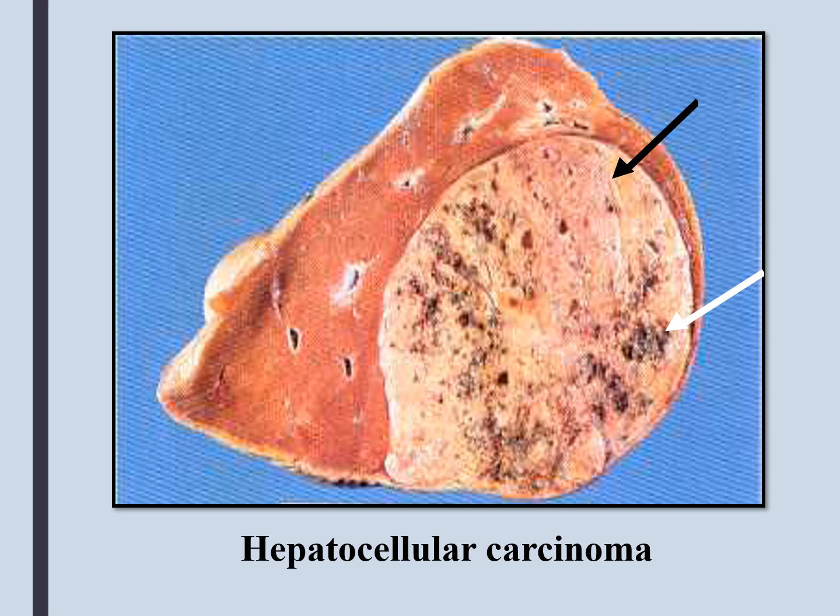Grossly speaking, hepatocellular carcinoma can present either as a single mass, unifocal, or multiple masses, multifocal, or in a diffusely infiltrative type. This liver shows a single, well-demarcated gray-whitish mass, which is marked by the black arrow, with multiple small areas of hemorrhage marked by the white arrow. This is a case of hepatocellular carcinoma.